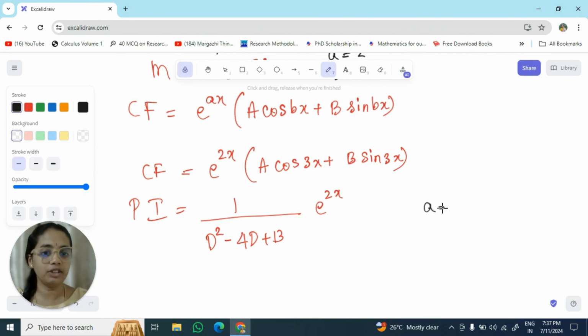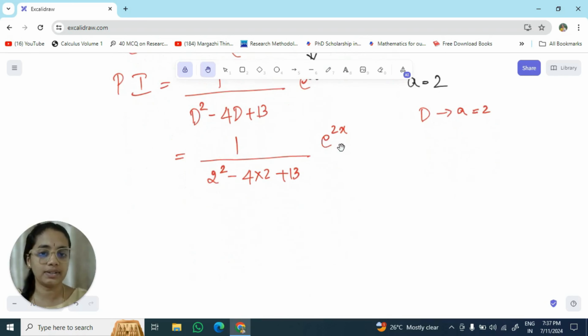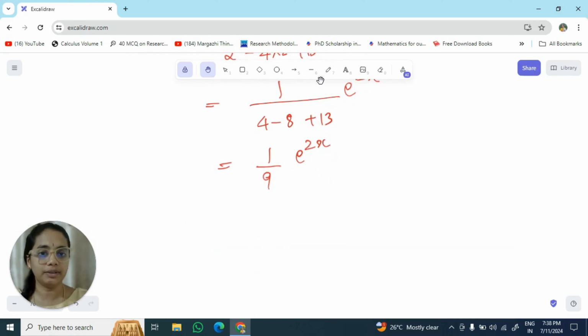The value of a is nothing but the coefficient of x over here. So the coefficient of x is 2, right? So the value of a is 2. You just have to replace d with a, which is nothing but 2. So write it down: 1 by 2 square minus 4 into 2 plus 13, e power 2x. 4 plus 13 is 17 and minus 8 is 9, right? So 1 by 9 e power 2x. This is our particular integral.